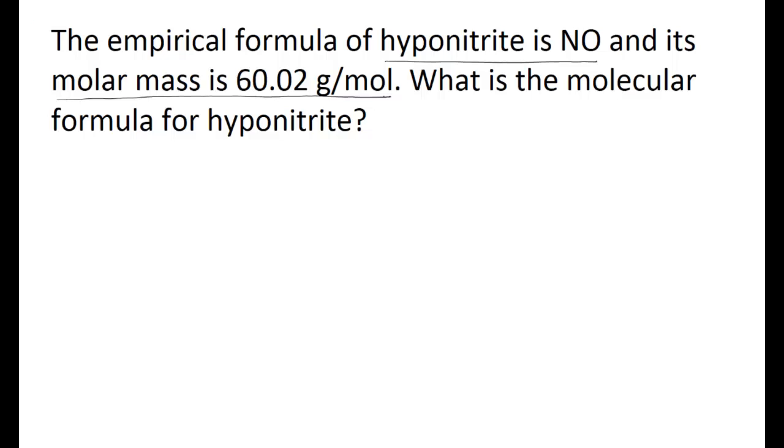So what you need to realize when you start this problem is that a molecular formula is always going to be a whole number multiple of the empirical formula. So to get that whole number multiple, which we'll call n, you want to divide the compound's molar mass, which you're given here. So this is the molar mass of the actual compound, which is represented by the molecular formula. You want to divide that by the empirical formula mass.